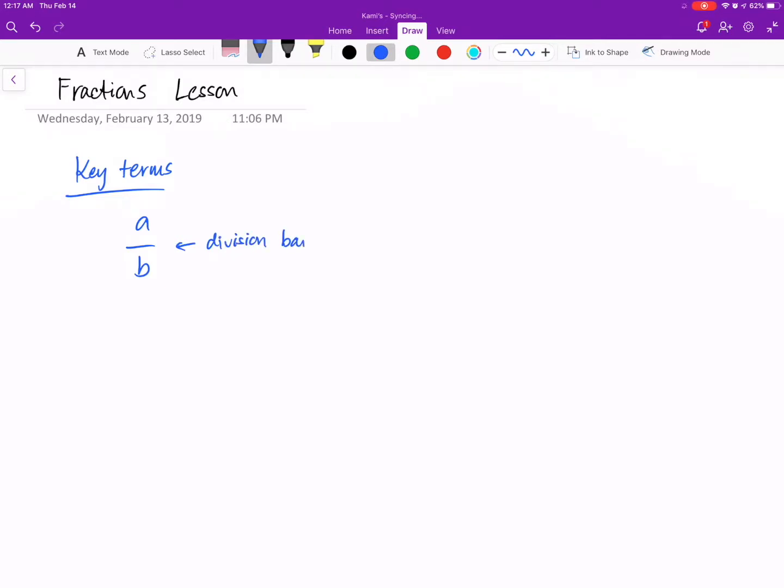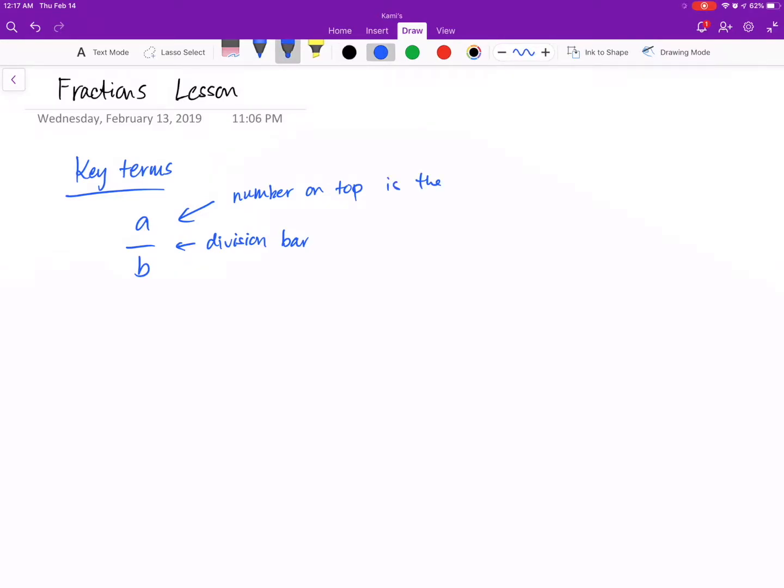Fractions are numbers divided by numbers, right? So this one is a divided by b, right? What is the a? Well, the a, or the number on top, is the numerator.